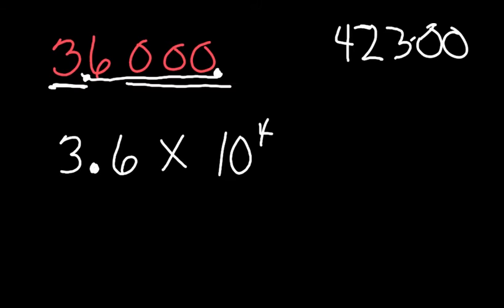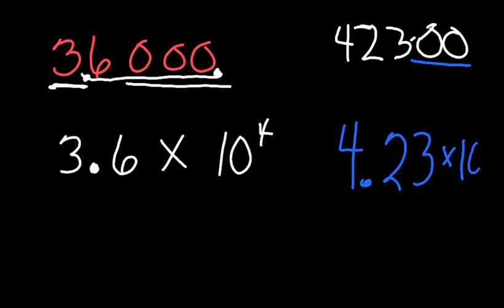Here's another one. The next one is 42,300. So the first thing you do is you write down the first number, put a decimal. Then you put the other numbers, the 2 and the 3, and you drop off the end zeros. Then you put a time sign, the number 10, and then you count from where you put the decimal to the end of the number, and you say that's 1, 2, 3, 4 spaces. That's 10 to the 4th. That's writing in scientific notation.